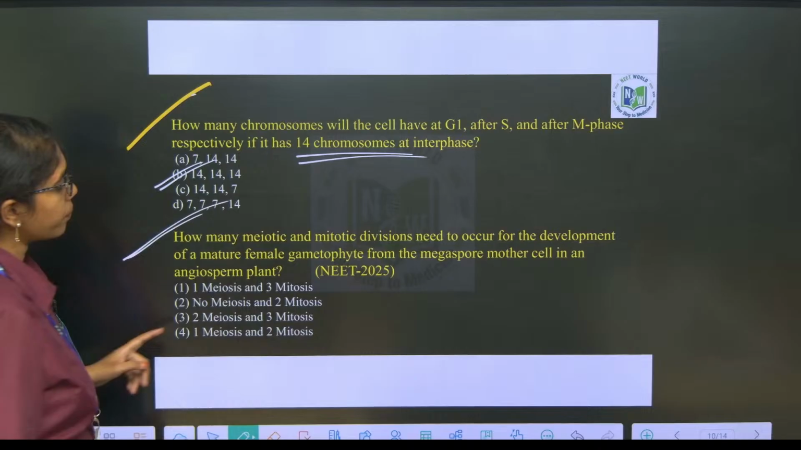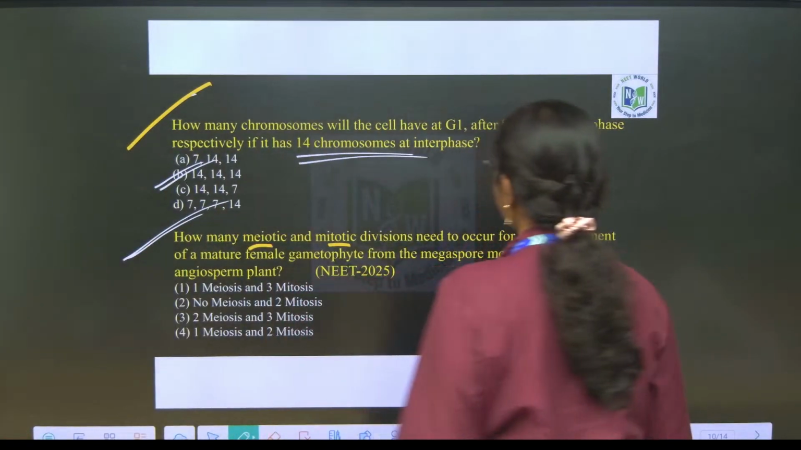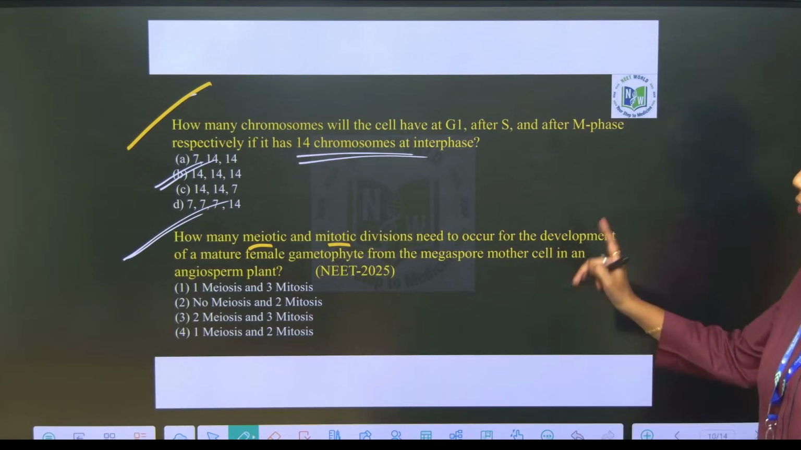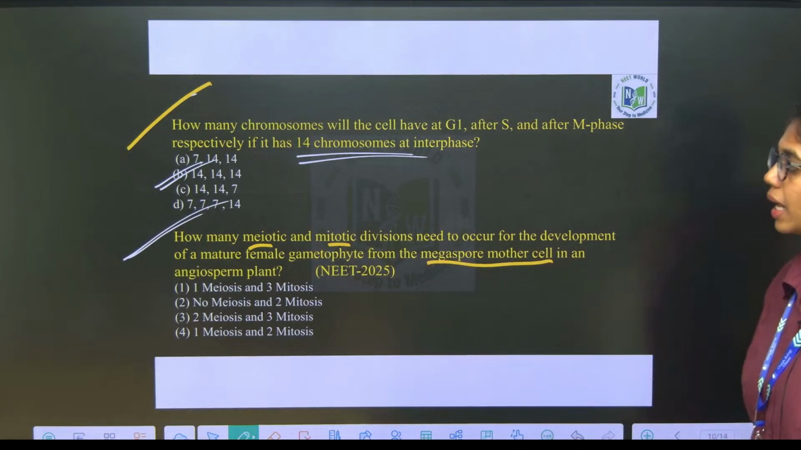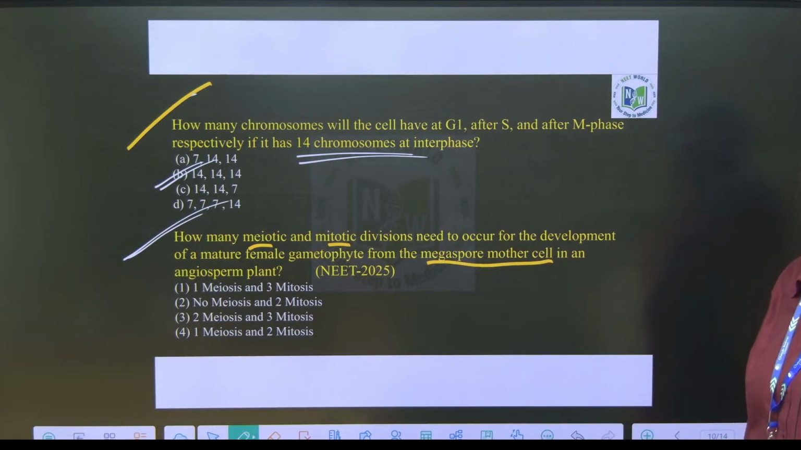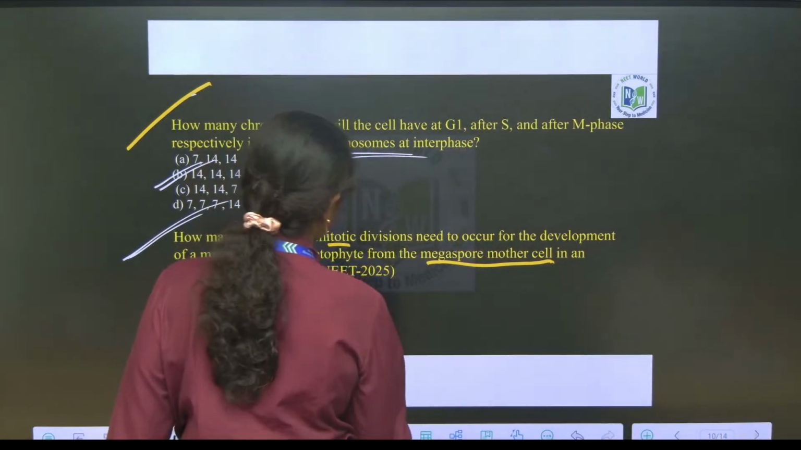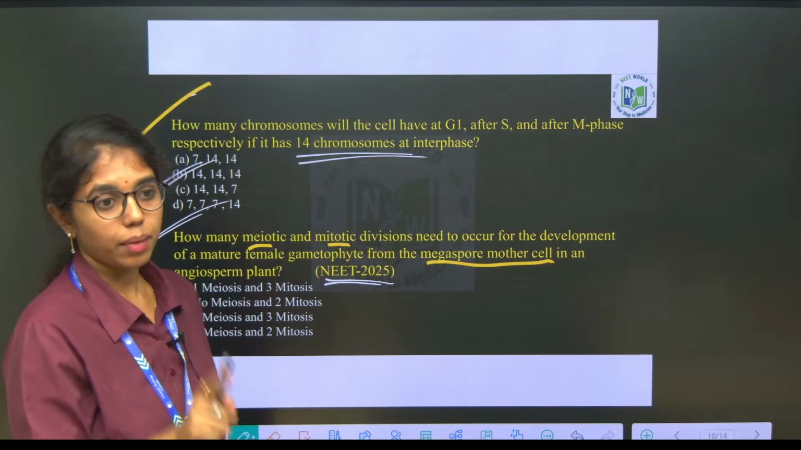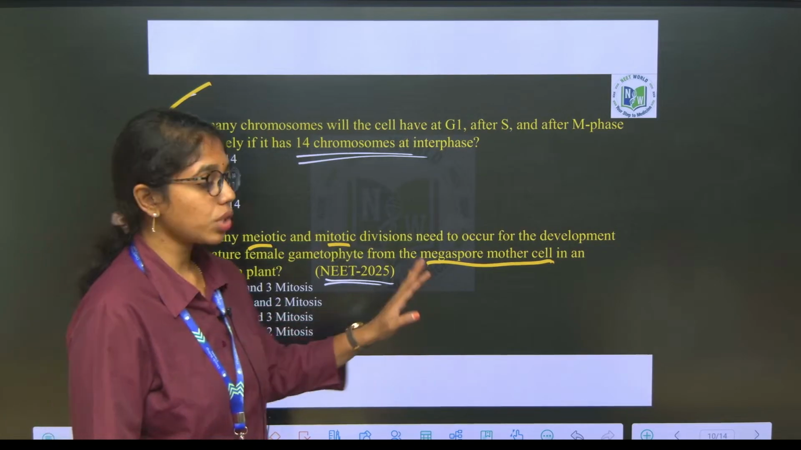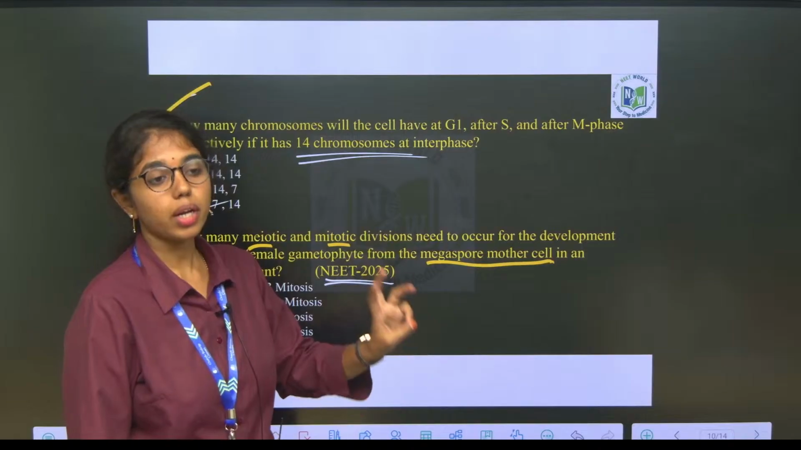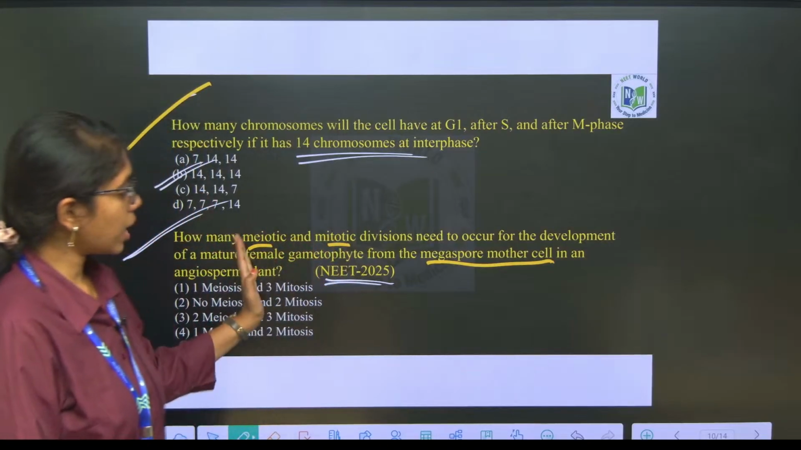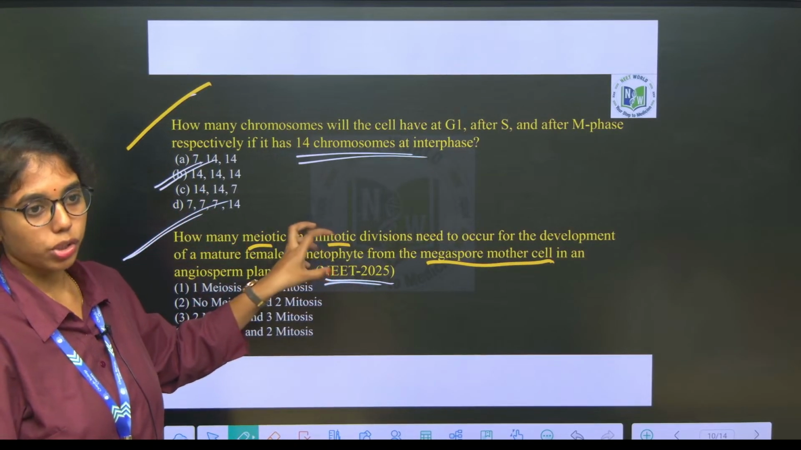Next, here you see, how many meiotic and mitotic divisions need to occur for the development of mature female gametophyte from megaspore mother cell in an angiosperm. This is the question which was asked in 2025. Cell cycle, cell division questions will be connected with sexual reproduction of flowering plants or with the ploidy of plant kingdom, and they will ask you the questions. This is a connecting dot between cell cycle and sexual reproduction of flowering plants.